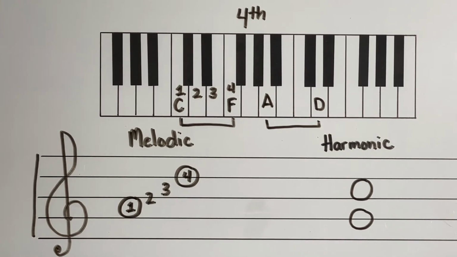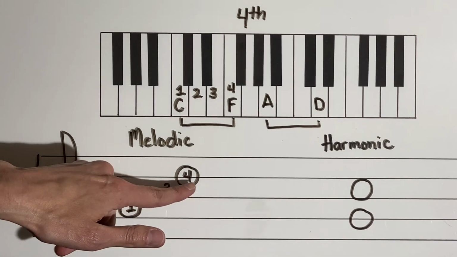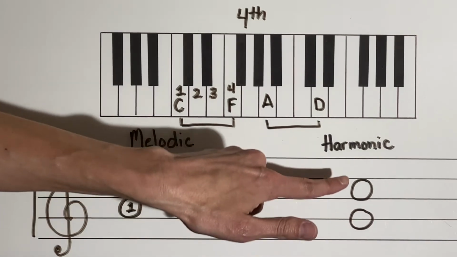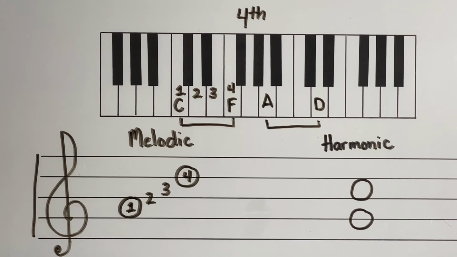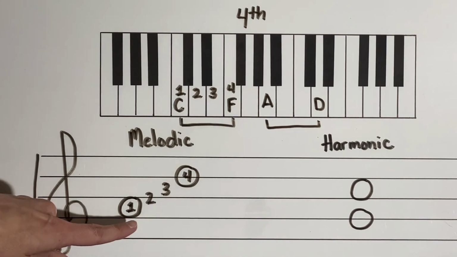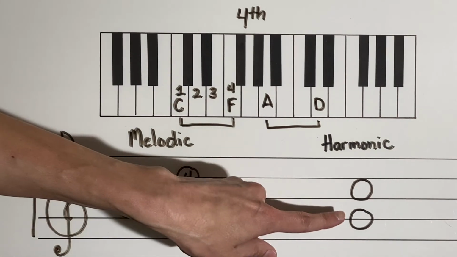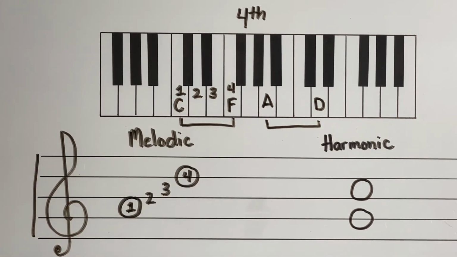If you remember, our third was always going to be a line note to a line note or a space note to a space note. Our fourth is always going to be either a space note to a line note or a line note to a space note. I want you to start noticing these patterns in music. It's going to help you recognize intervals really fast, and it's also going to help you when it comes time to play these intervals on the piano. Our pattern, space to line is a fourth, or line to space is a fourth. And I really want you to start memorizing those.